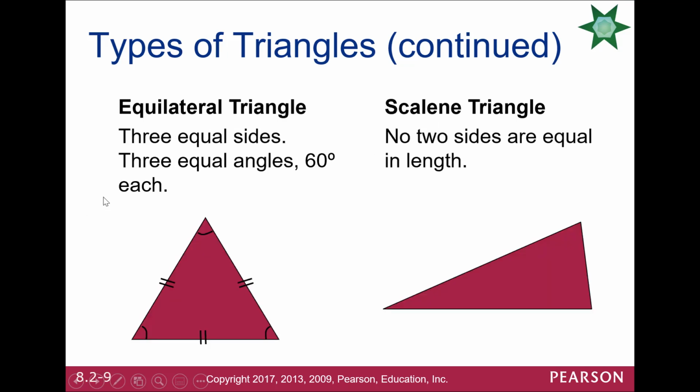Equilateral: three equal sides, three equal angles, 60, 60, 60. And then we might talk about scalene, where all three sides are different lengths.